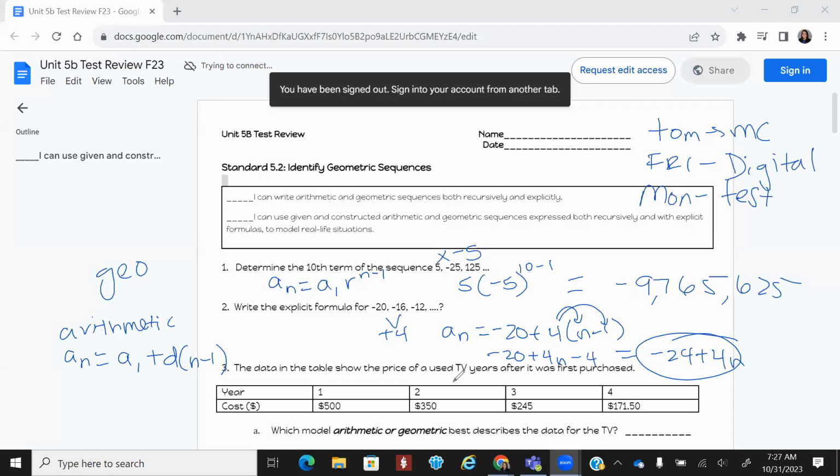On the next one, is it arithmetic or geometric? It's geometric. Why is it geometric? Because it's going down by a consistent number. So going down, what if we took 350 and divided it by 500? Well, that would give us 0.7. What if we took 245 and divided it by 350? That gives us 0.7. So really, we're multiplying by 0.7 each time. So this is going to be geometric.